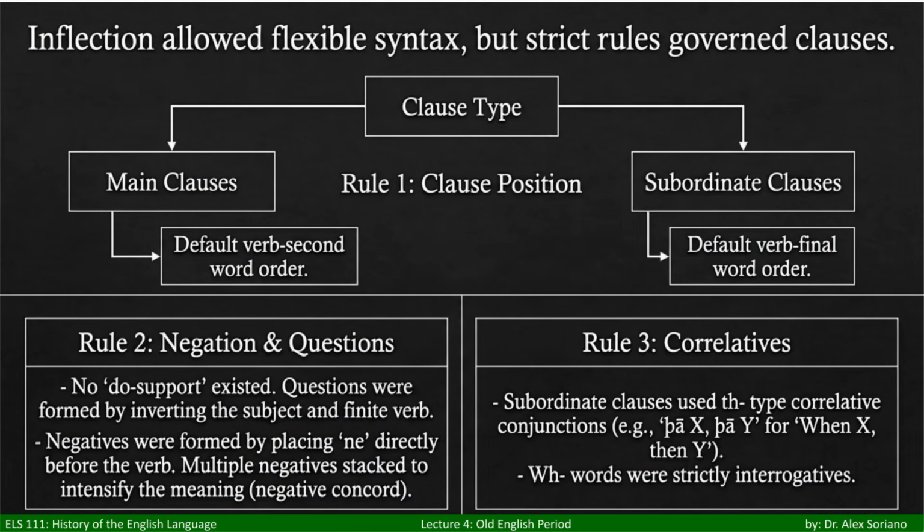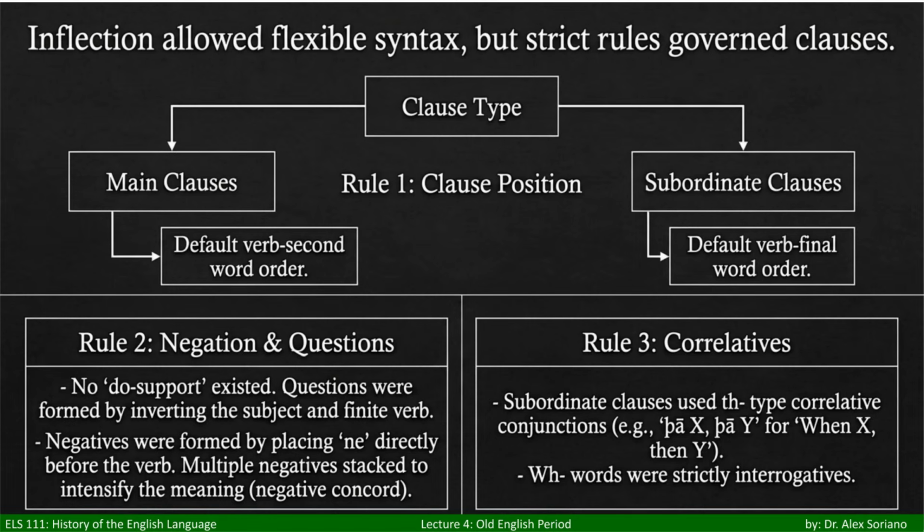This slide might be the most technical one today, so let's slow down. Even though Old English had flexible word order thanks to its case system, its clause structure followed strict, predictable rules. Rule 1: Clause position. Main clauses defaulted to verb second word order. The verb had to appear as the second element, whatever came first. Subordinate clauses, meaning clauses depending on a main clause, defaulted instead to verb final order. The verb moved to the very end.